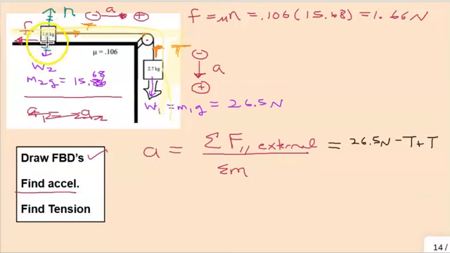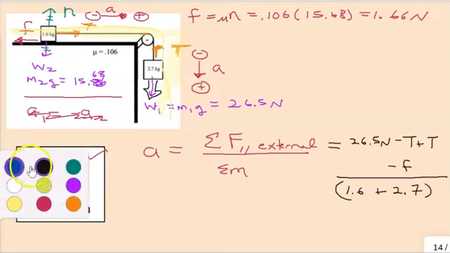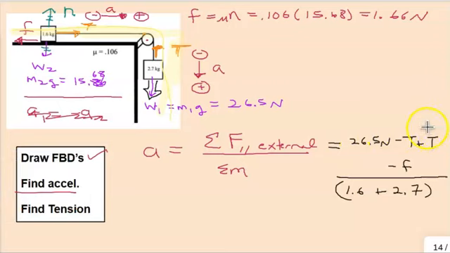Normal and weight are perpendicular, so don't count them, minus friction, and then all of that is over 1.6 plus 2.7 kilograms. Okay, so I like to do this only once. Clearly, we don't want to keep doing plus tension, minus tension. Those are going to cancel. That's why we're not counting them. Internal forces will cancel. We are only going to count the external forces. That tension was between body A and body B, which were both in the system, so that's always going to cancel. Let's not count it in the first place.